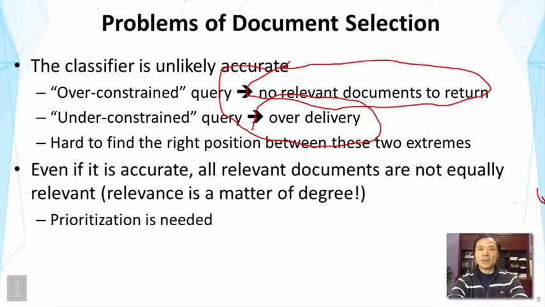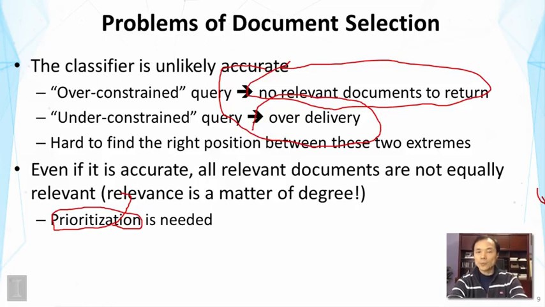Even if the classifier is accurate, we also still want to rank these relevant documents because they are generally not equally relevant. Relevance is often a matter of degree. So we must prioritize these documents for a user to examine. And note that this prioritization is very important because a user cannot digest all the contents at once. The user generally would have to look at each document sequentially. And therefore, it would make sense to feed the users with the most relevant documents.